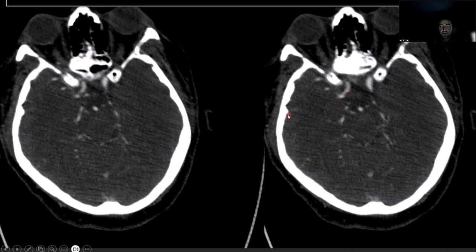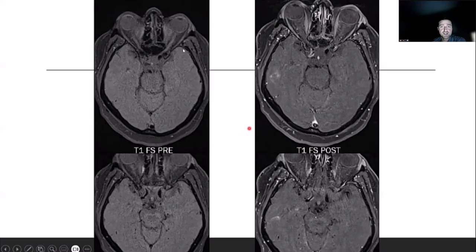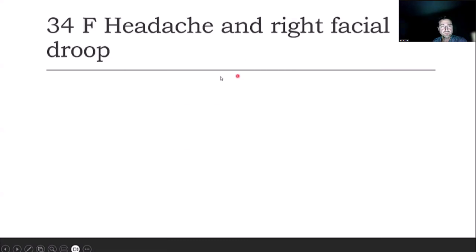So significant irregularity, narrowing of her right supraclinoid ICA in a 32-year-old patient, you've got to think of things like dissection and vasculitis. She went on to vessel wall imaging and had circumferential enhancement of that vessel wall. So this was a patient with primary vasculitis of the CNS.